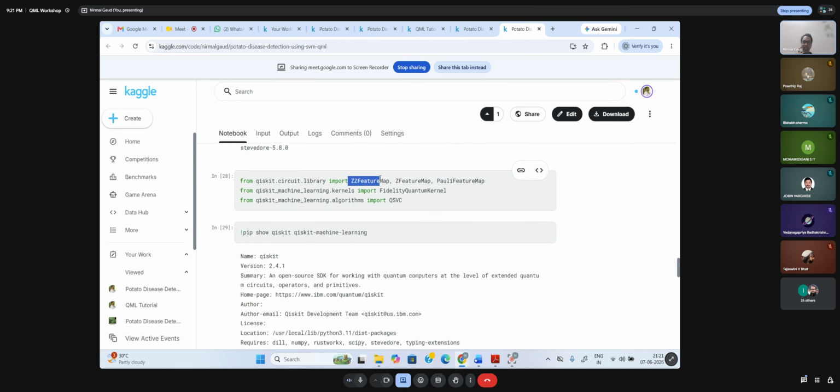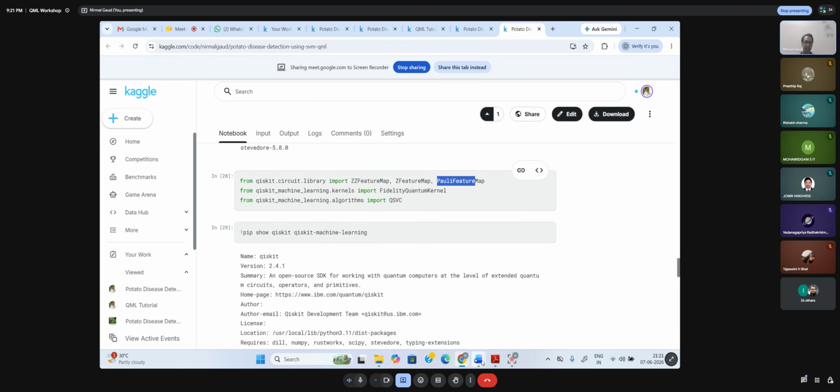And here I am taking ZZ feature map and Pauli feature map. There I haven't taken any feature map. Here I need to take the feature map because of this library. If I would have used PennyLane, then it is not required. But it's required here. From the circuit library, we need to pick up ZZ, Z, and Pauli.